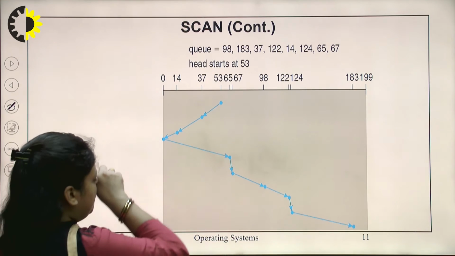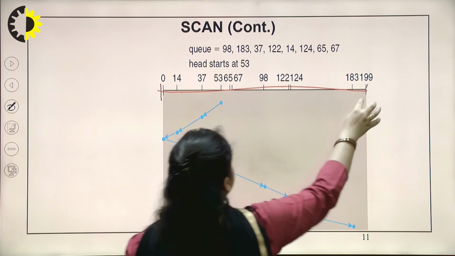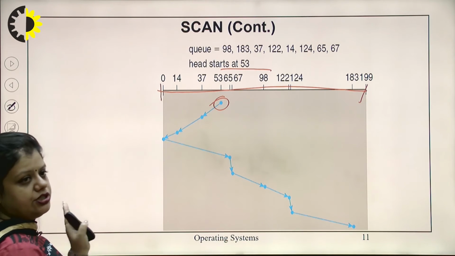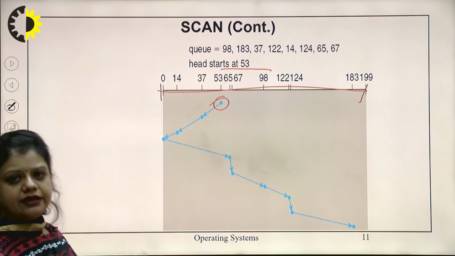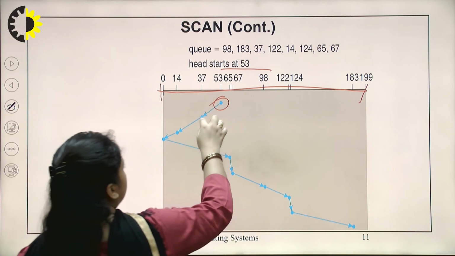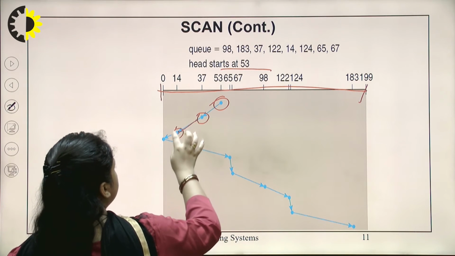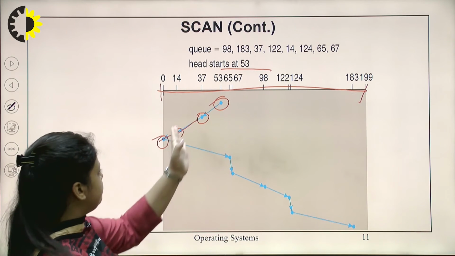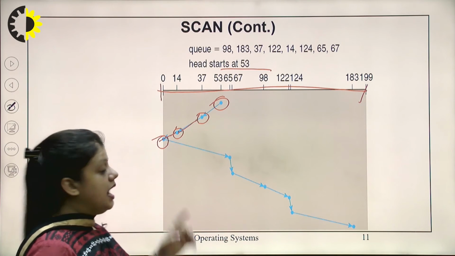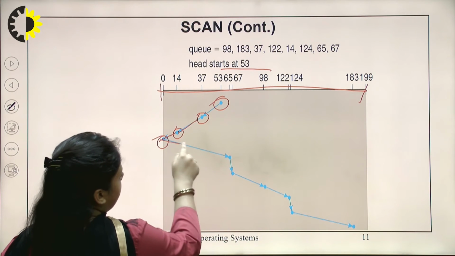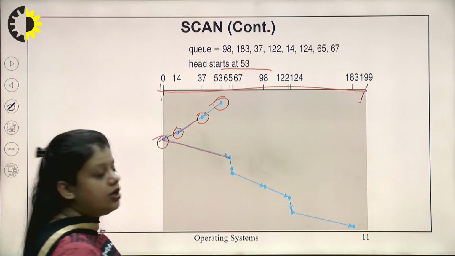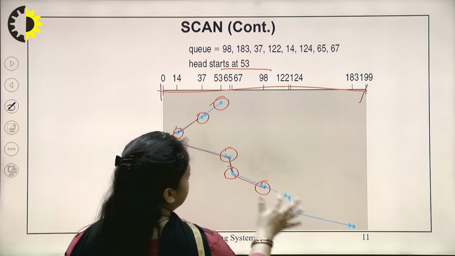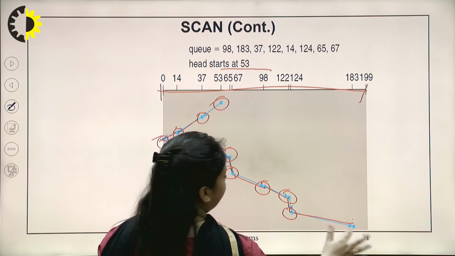Again the same scenario, from 0 to 199, current head position is at 53. Now suppose we are moving in this direction, say on my left. We can move in either of the directions. So from 53 it goes to 37, from 37 to 14, and then it will go until it reaches the end, because it sees whether there are more requests in this direction or not. After that it reverses its direction and services the requests if they are pending. So on its way, it got 65, then 67, then 98, then 122, then 124, and finally 183.